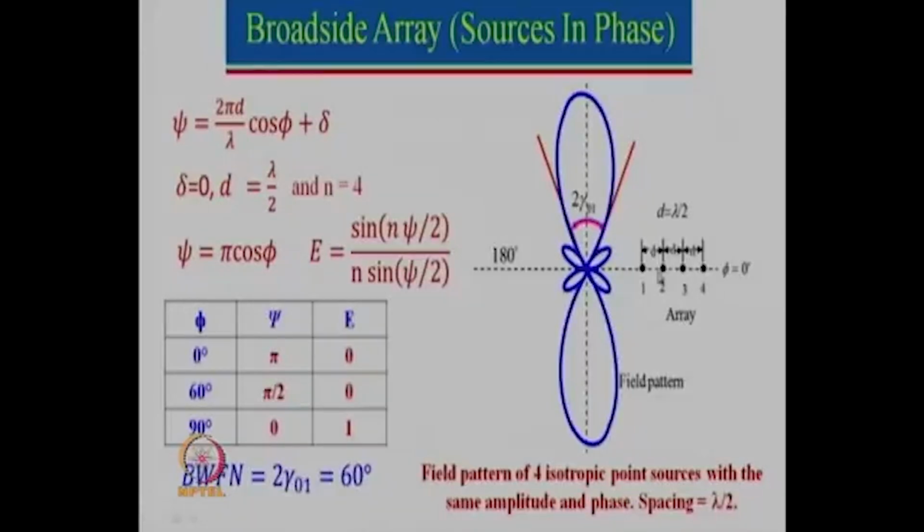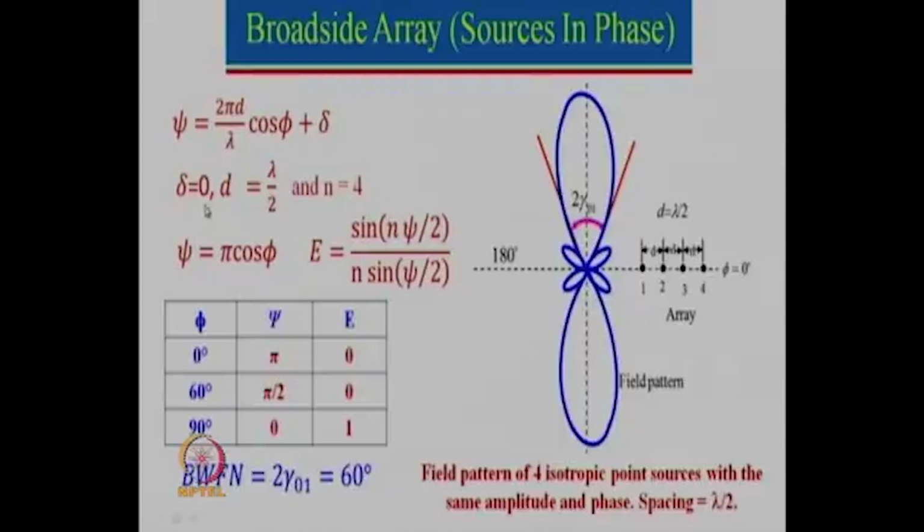All these elements have a spacing of d in between, and we are taking a special case of d equal to lambda by 2. So, we start with the function psi. Psi is 2 pi d by lambda cos phi plus delta. This derivation we did in the last lecture. For broadside, delta will be equal to 0. We have taken d equal to lambda by 2 and n equal to 4.